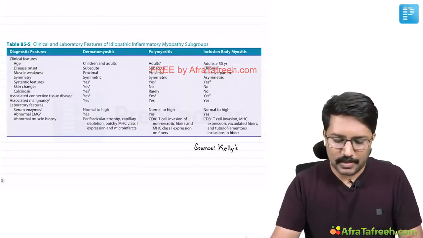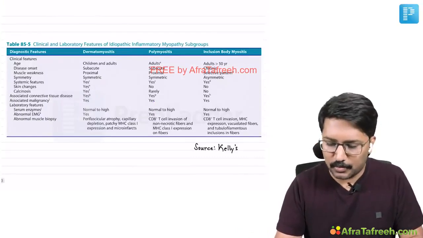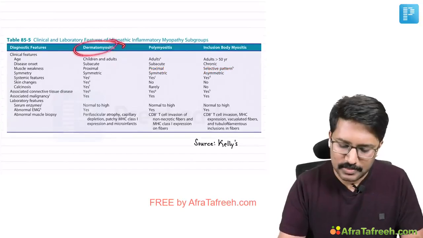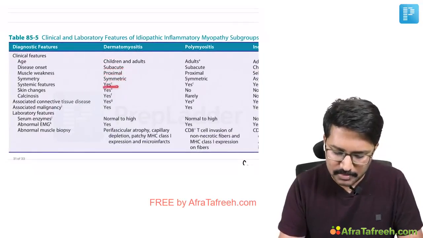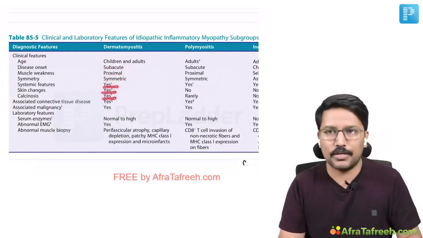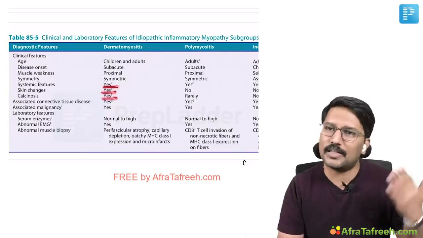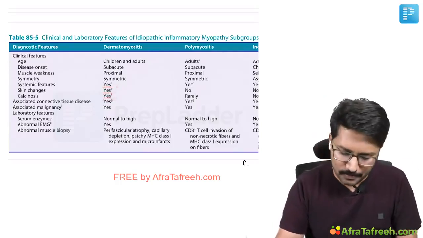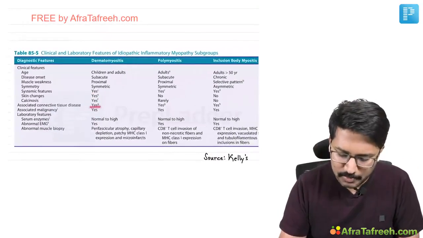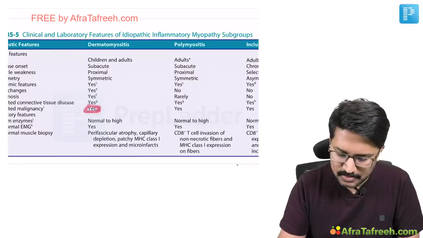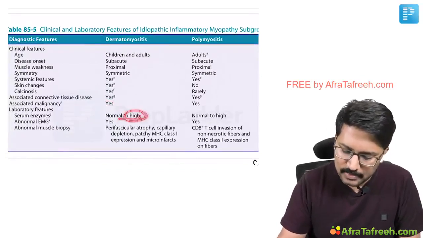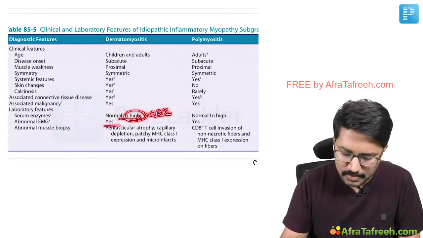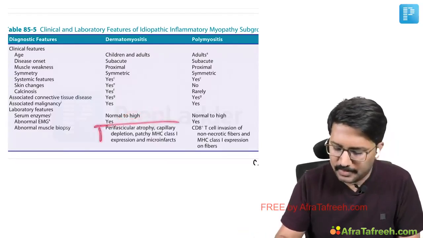Okay. Now this is one table that summarizes all the points we have discussed, and you can use it for your revision. If you talk about dermatomyositis, it can occur in adults and children, usually subacute, proximal, symmetric. There are systemic features, skin changes present, calcinosis can occur. I have already told you calcinosis is more common in juvenile dermatomyositis than adult onset dermatomyositis. Then it may be part of the overlap syndrome. Malignancy association is strongest among all the things that we have discussed so far. And lab features will show usually normal to high serum CPK levels. EMG will be abnormal in all these, that is secondary. Biopsy findings we have already discussed.